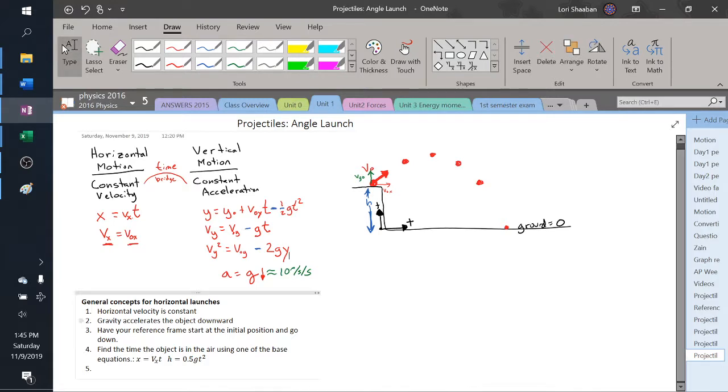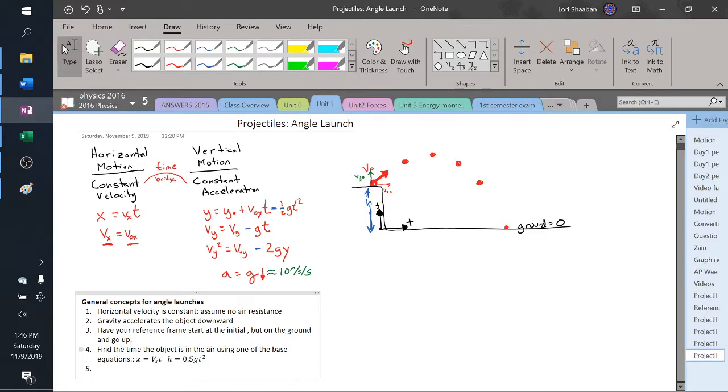Let's go ahead and take a look at the general concepts. Instead of horizontal, we're going to have angle launch. Horizontal velocity is constant. Yes, that doesn't make any difference. It's still going through the air, assuming no air resistance. We can even add that. Assume no air resistance. Gravity still accelerates the object downward. Have your reference frame start at the initial position, but on the ground, and go up. Find the time it takes the object to go in the air.